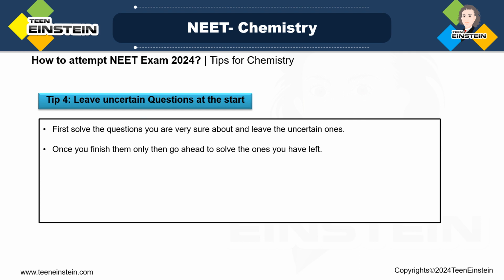Next tip is to leave uncertain questions at first. You have to solve the questions about which you are 100% sure and leave the uncertain ones. There is always the opportunity that once you finish the easy questions you are sure about, you can come back to the questions that you have left. So once you finish the questions with which you are completely sure, only then can you come back to those questions that you have left, right?